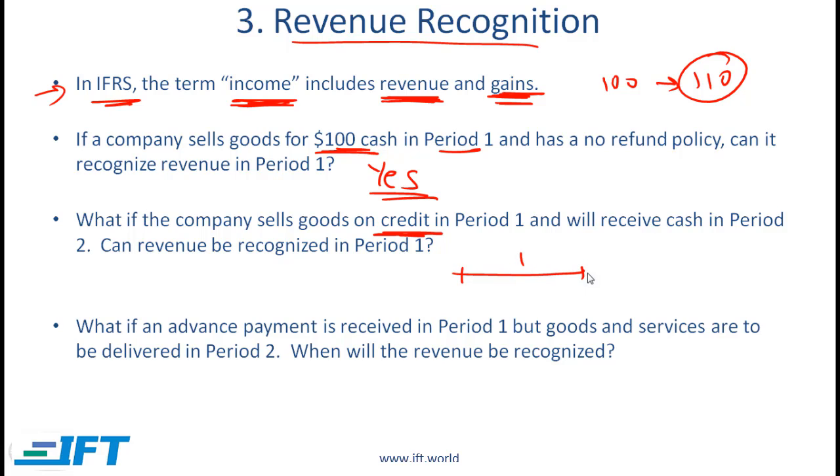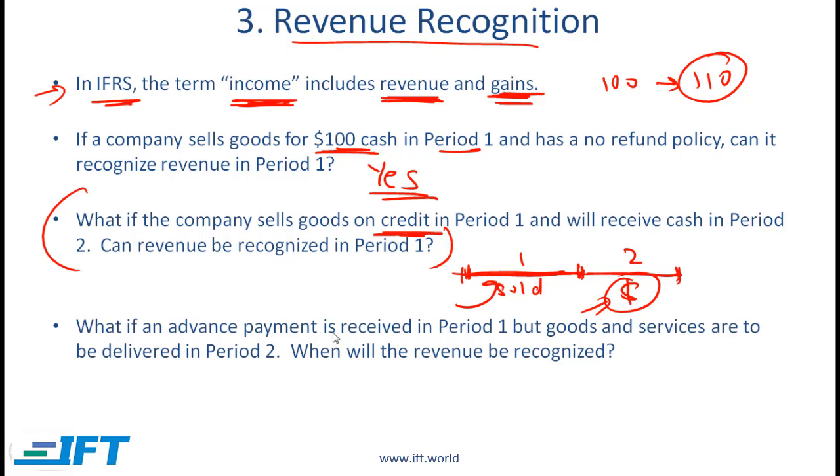So this is period 1, period 2. The goods are sold over here, but cash will be received later. So where do we recognize revenue? Period 1 or period 2? Accounting rules say that you can recognize revenue in period 1 as long as you are sure that money will be received. So the answer to this question is that revenue should be recognized in period 1. There are more details, but we will see them later.